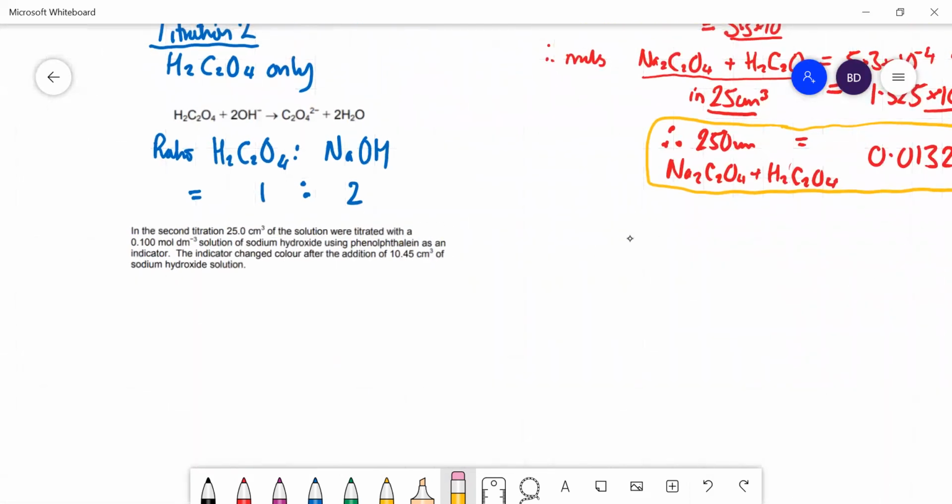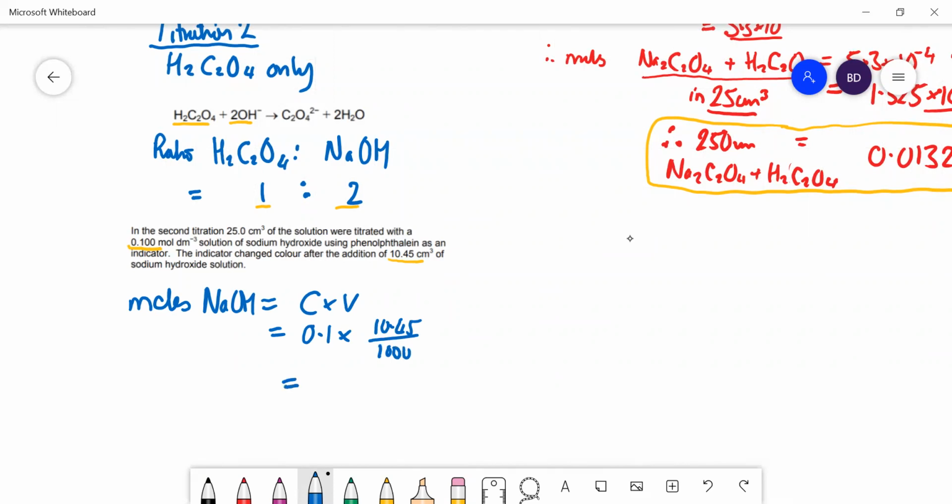Right. So ethane dioic acid reacts with sodium hydroxide in a 1:2 ratio. And it says here we've got 25 centimeters cubed of the solution, react with 0.1 of sodium hydroxide, and we needed 10.45 of the sodium hydroxide. So let's do moles of NaOH is equal to the concentration times the volume, 0.1 multiplied by 10.45 over 1,000, and that is equal to 1.045 times 10 to the minus 3 moles.